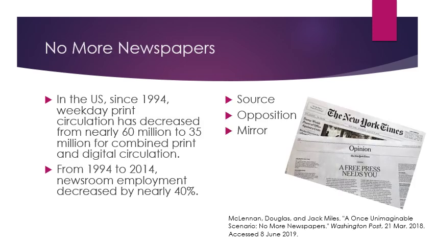To continue, the articles to be discussed in the following slides magnify the evolving mediums by which information is circulated. In their article, A Once Unimaginable Scenario: No More Newspapers, Douglas McLennan and Jack Miles argue that the circulation of information via newspaper is deteriorating and that this is a bad transition for society.